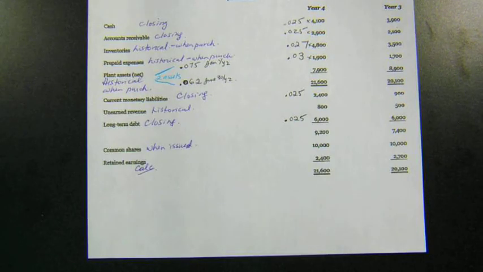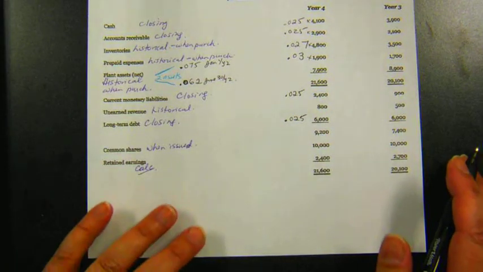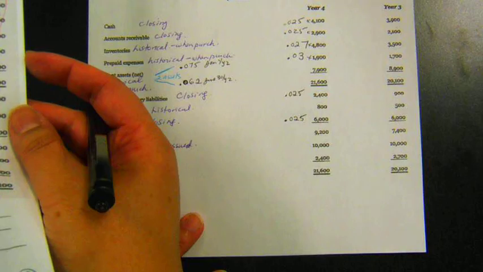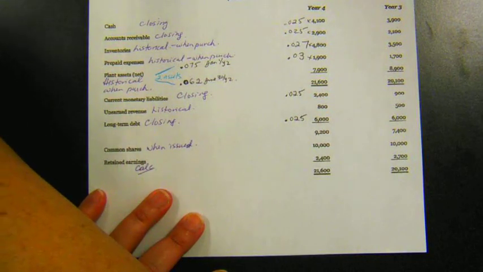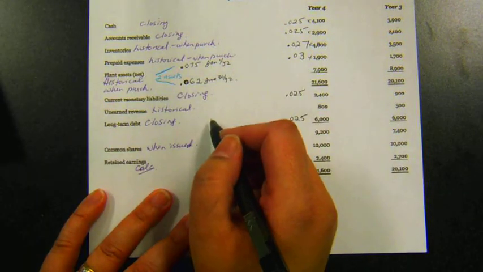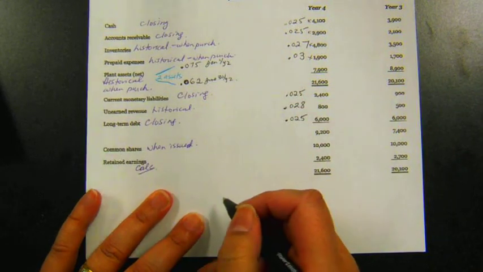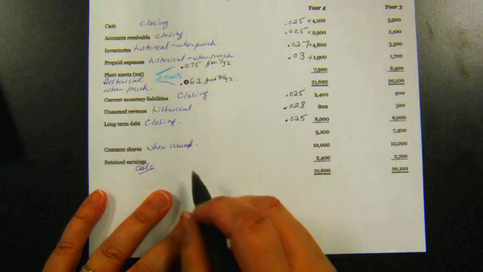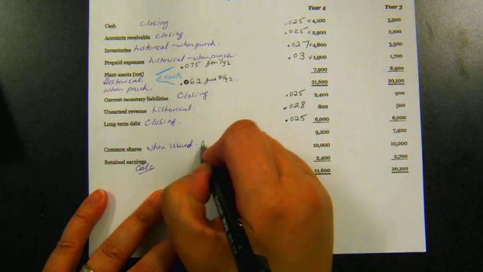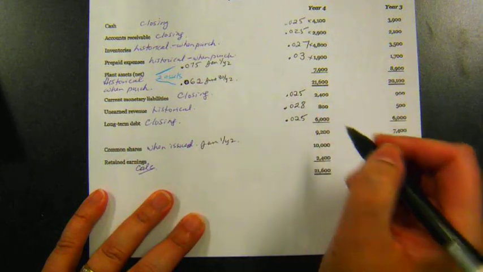Okay, everybody got the exchange rates? Okay, how about unearned? It was given, right, in point 1, 2, 3, 4, 5, 6. So bullet point 6 was 0.028. And the common shares were when issued, which was January 1st, year 2, so it was 0.075.